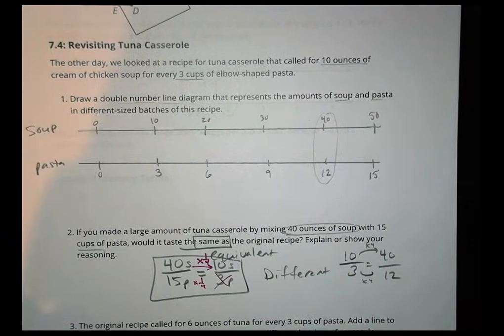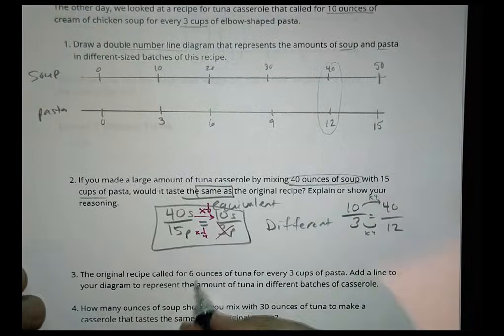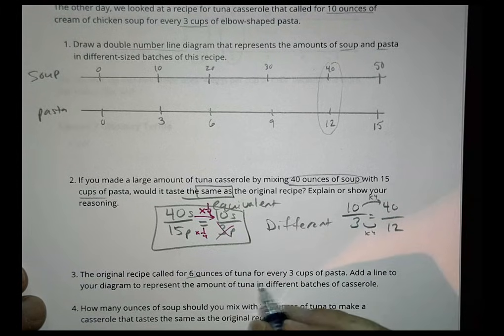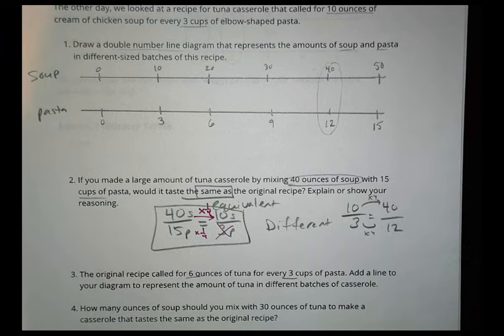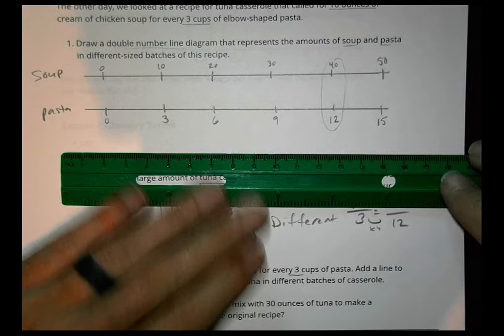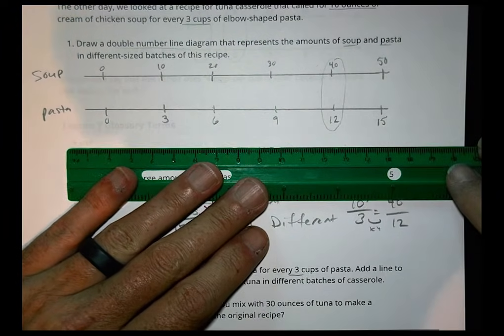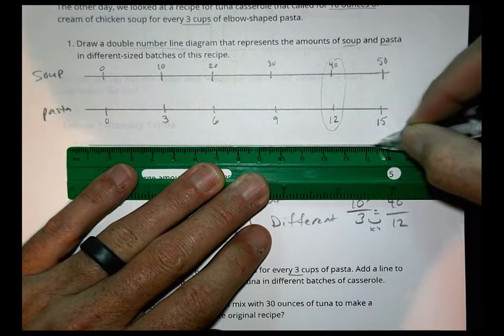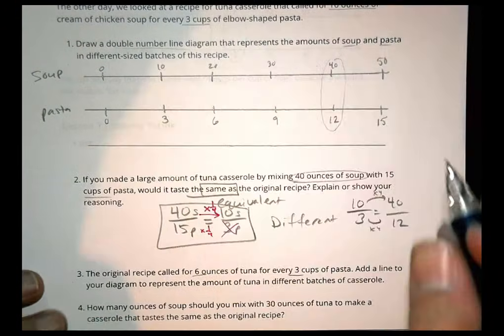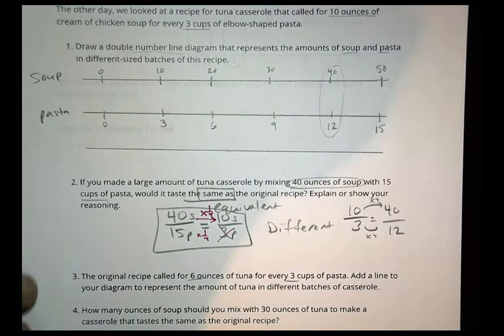Number 3, the recipe calls for 6 ounces of tuna for every 3 cups of pasta. Oh, add a line. Oh boy, here we go. So not just a double number line, now we're going to make a triple number line. All right, so this is going to be for the tuna.